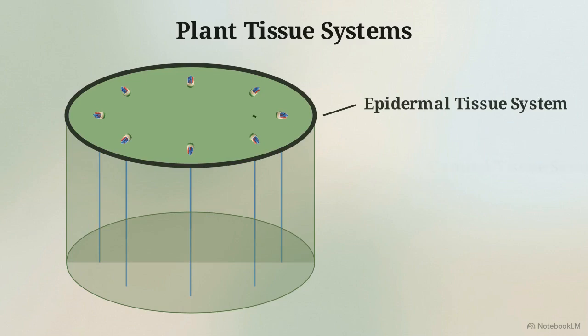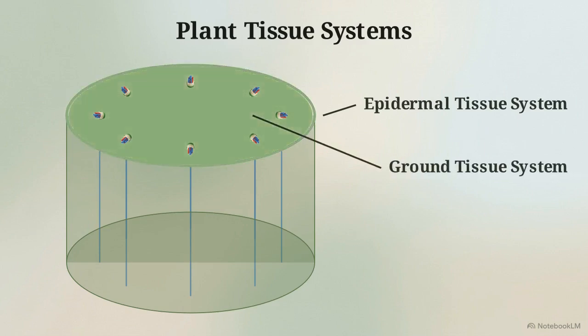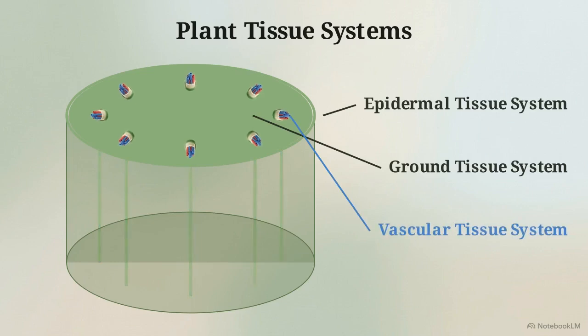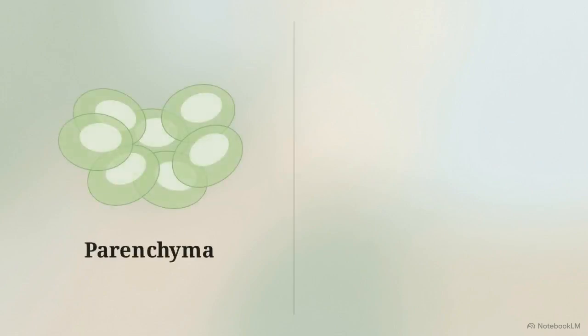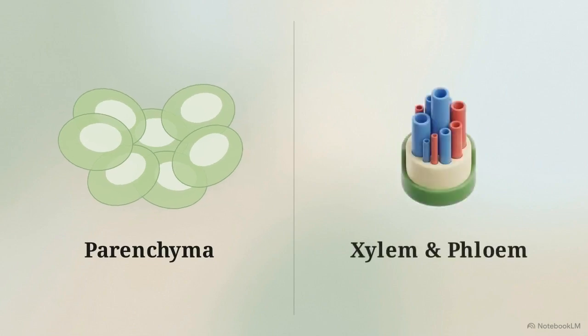The outer skin is the epidermal tissue system. The structural filler is the ground tissue system, and the internal plumbing is the vascular tissue system. These three systems are constructed from basic cell types, like simple parenchyma for storage and complex xylem and phloem for transport.